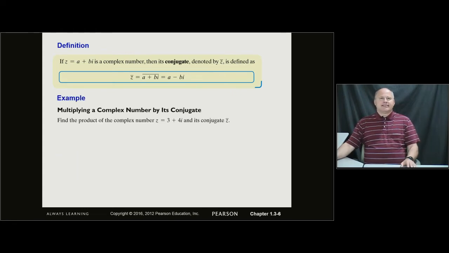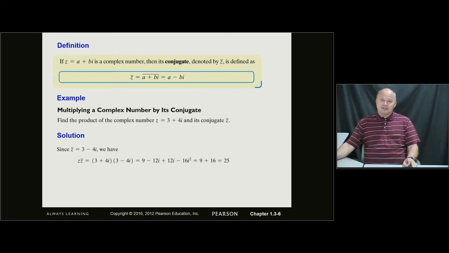Okay, so let's look at an example here. So multiplying a complex number by its conjugate. So find the product of a complex number z, which is 3 plus 4i, and its conjugate z bar. So we know 3 plus 4i is the complex number, so its conjugate is 3 minus 4i. Now multiplying a complex number times another complex number, but it's a special complex number, 3 minus 4i.